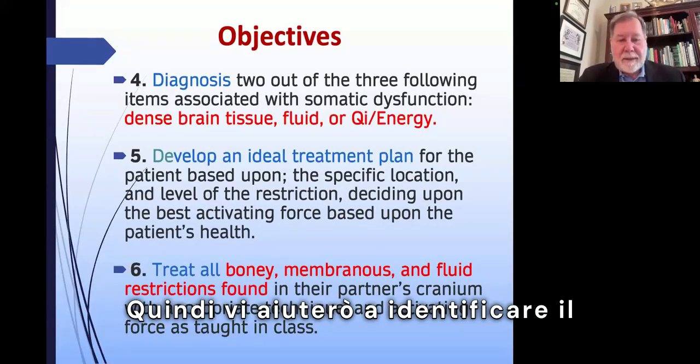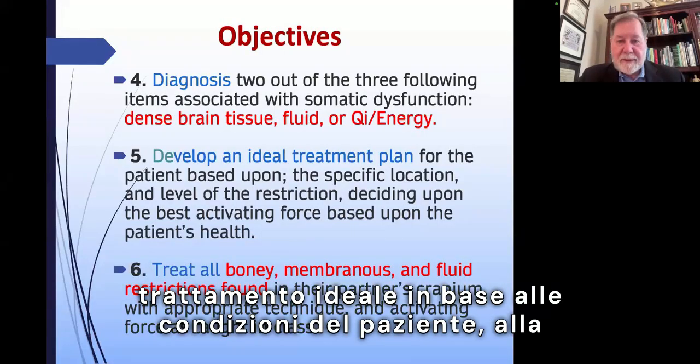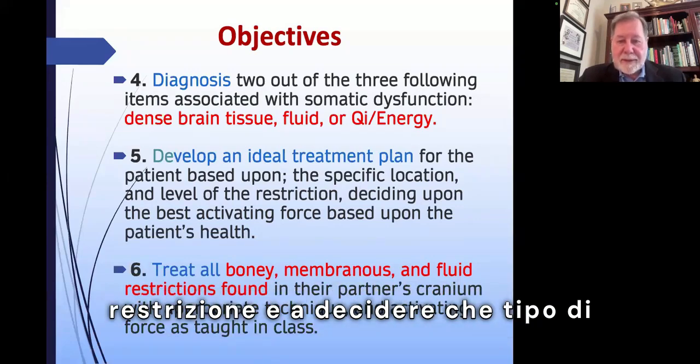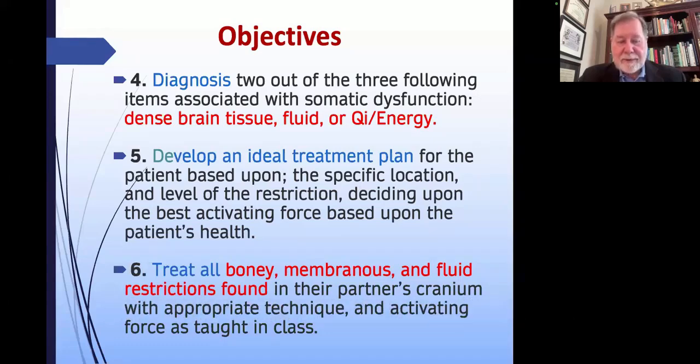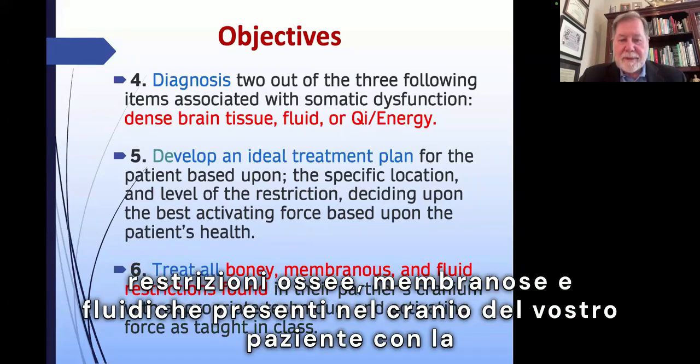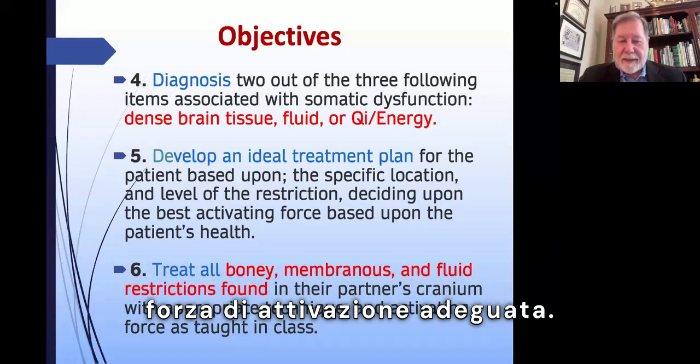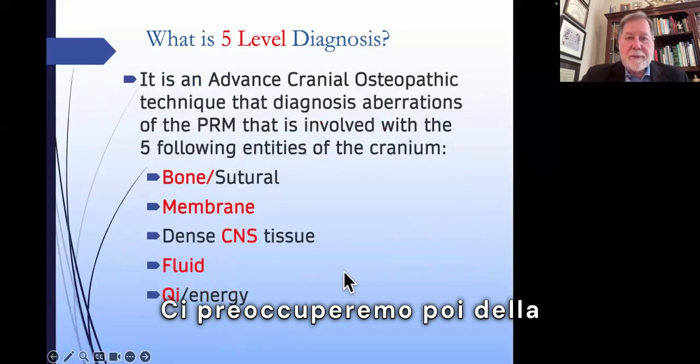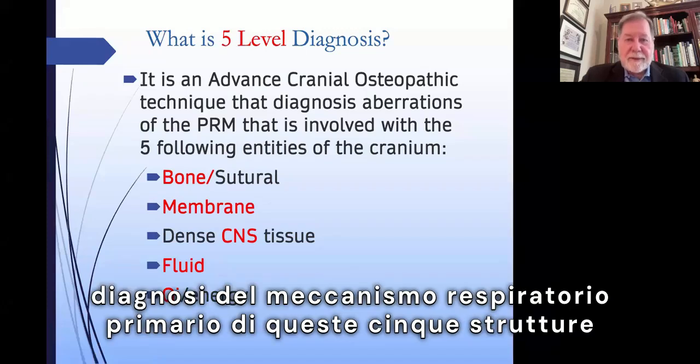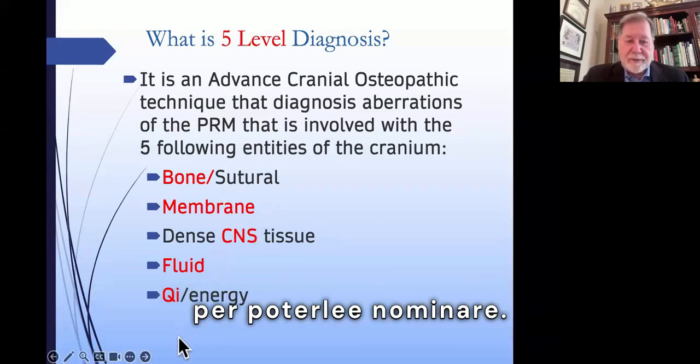So I will help you identify the ideal treatment based upon your patient's condition, location, the restriction, and deciding what kind of activating force you're going to use. We're going to treat all bony, membranous, and fluid restrictions found in your partner's cranium with the proper activating force. And so we're going to then be concerned about the diagnosis of the primary respiratory mechanism of these five structures here. And you can just name them for him.